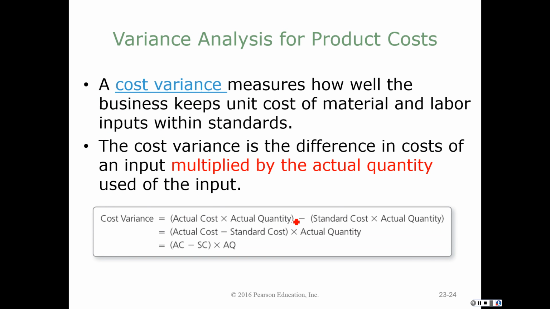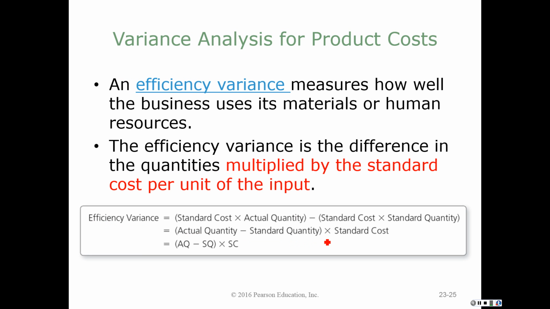Okay, so our cost variance, as I said, measures how well we keep the cost of our material and labor within the standards that we have set up. When we find the difference, we multiply it times the actual quantity. So here's the written formula for what you saw on the prior page. So my cost variance simply is the difference between my actual cost and my standard cost times the actual quantity.